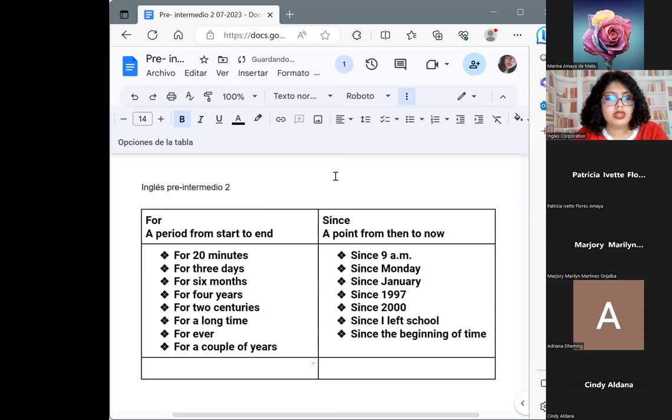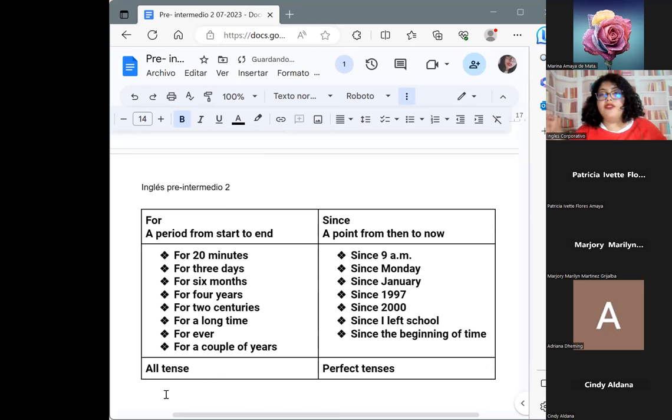And in this case, for, we can use it for all tenses. And since, we are going to use it in perfect tenses. En este caso, la palabra for la podemos utilizar con todos los tiempos, con el presente, pasado, futuro, con el presente perfecto, presente continuo, pasado perfecto, pasado continuo, el futuro, uso del going to, del will y todo eso. Entonces, eso sí lo podemos utilizar con todos los tiempos. Pero el since solo lo vamos a utilizar con los perfect tenses, el presente perfecto, el pasado perfecto y eso, ¿verdad? Entonces, en esos casos vamos a utilizar la palabra since. Y vamos a escribir un par de ejemplos ya para finalizar de for y de since. Pero ejemplo un poco más largo, no así de corto, ¿verdad?